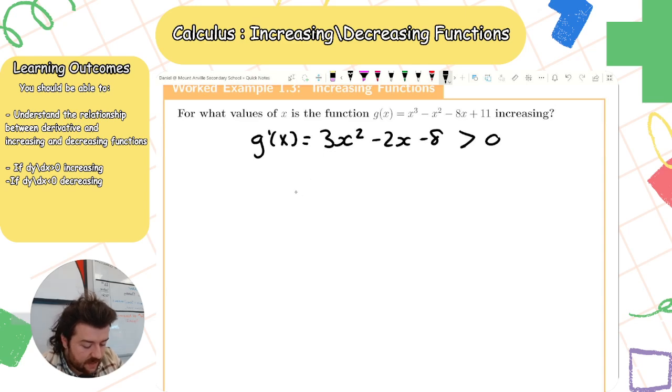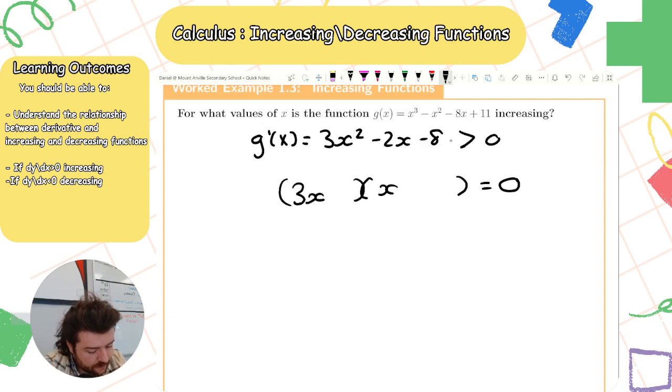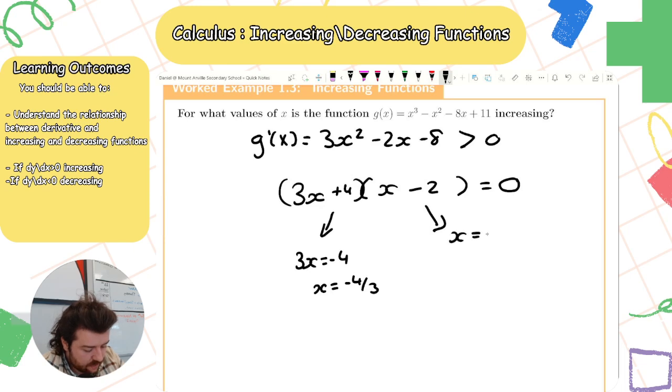I need to factorize this. I think it'll be 3x here, x here. Let it equal 0. Minus 2 plus 4. So that's factorized. So 3x equals minus 4, x is equal to minus 4 over 3, and then x is equal to 2.